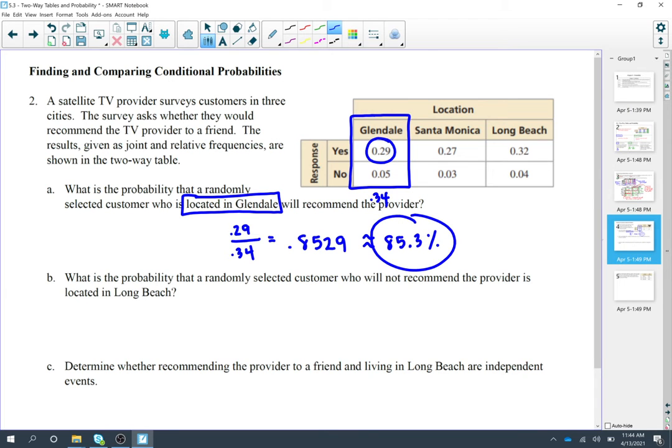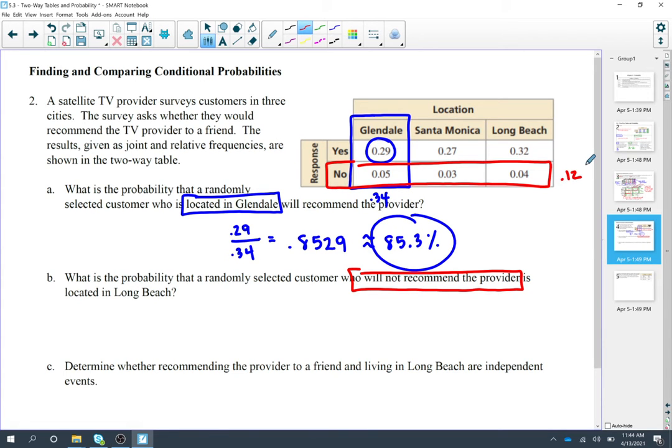Part B. What is the probability that a randomly selected customer who will not recommend the provider is located in Long Beach? So in this case, we're working with who will not recommend the provider. If they're not recommending the provider, that means we're dealing with anybody who said no. If we add this up, about 12% of participants are saying, no, I'm not recommending the provider. And I want to know, of that 12%, what's the probability that they're located in Long Beach? Well, that's about 4% of them.